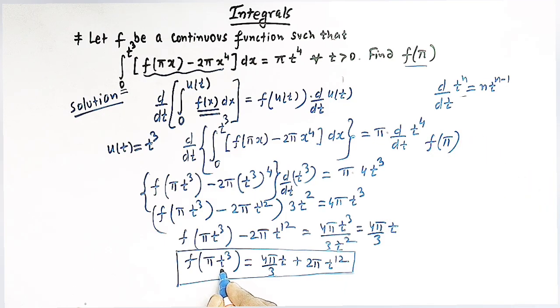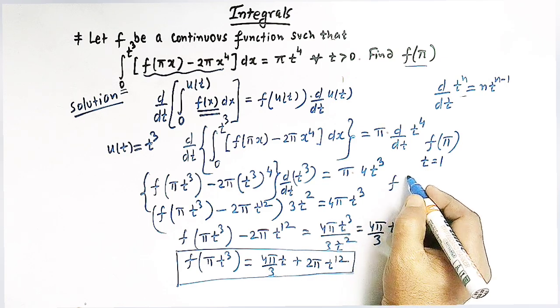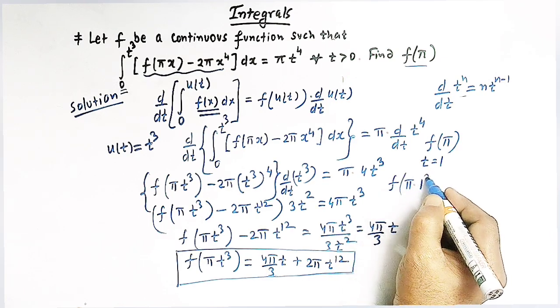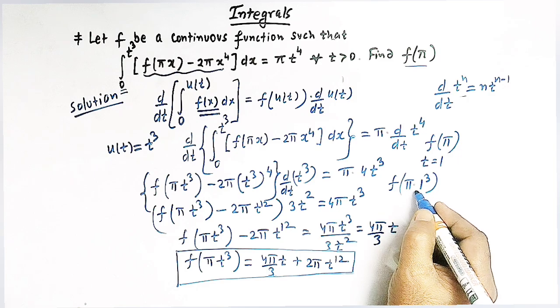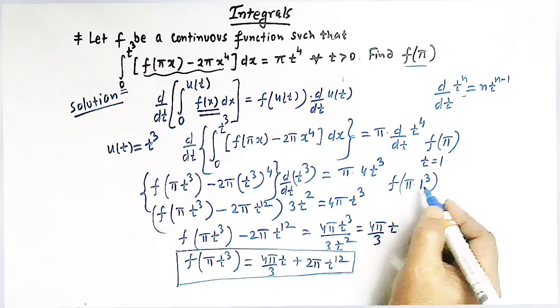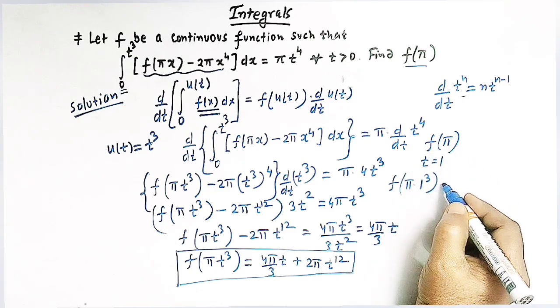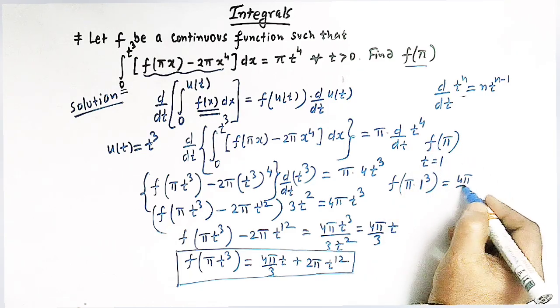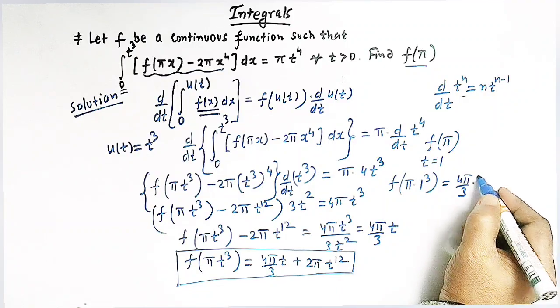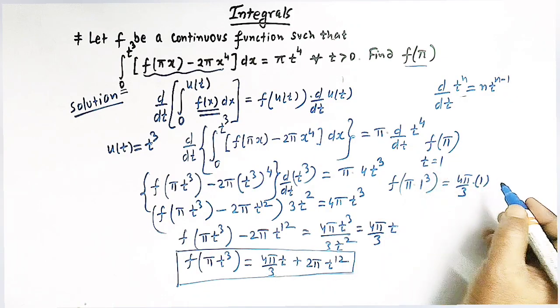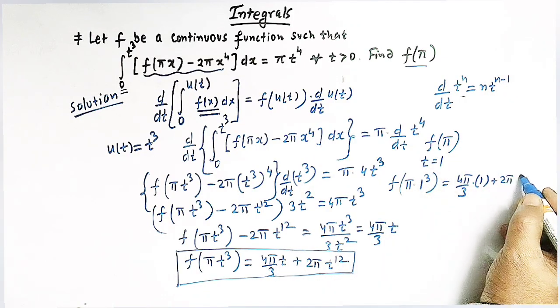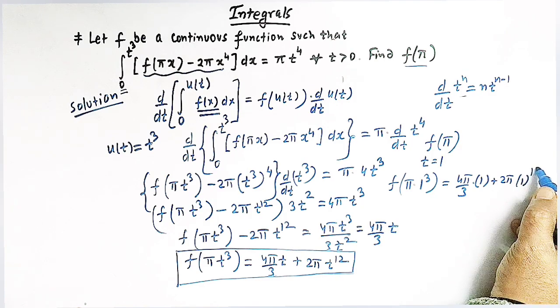So now if we replace this t by 1, right? So replacing this t by 1, here we can now write f of pi times 1 cube, so that this becomes pi. Pi times 1 cube is pi, and we can easily get the value of f of pi. So here we have 4 pi over 3 times 1, t is equal to 1, and then we have 2 pi, and here 1 raised to 12.